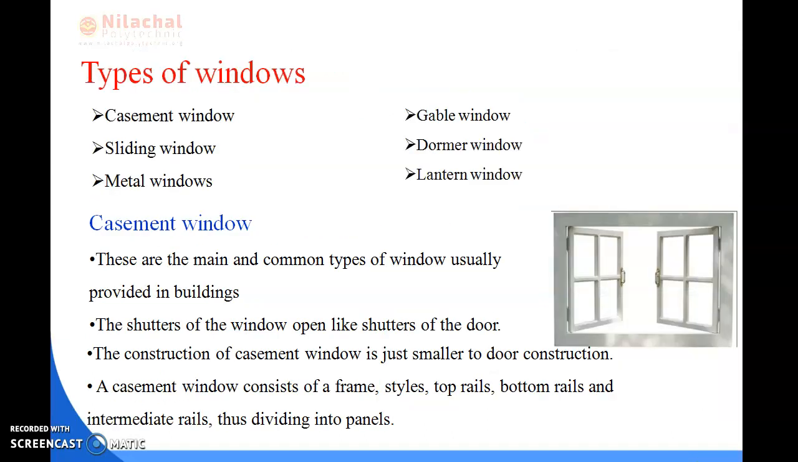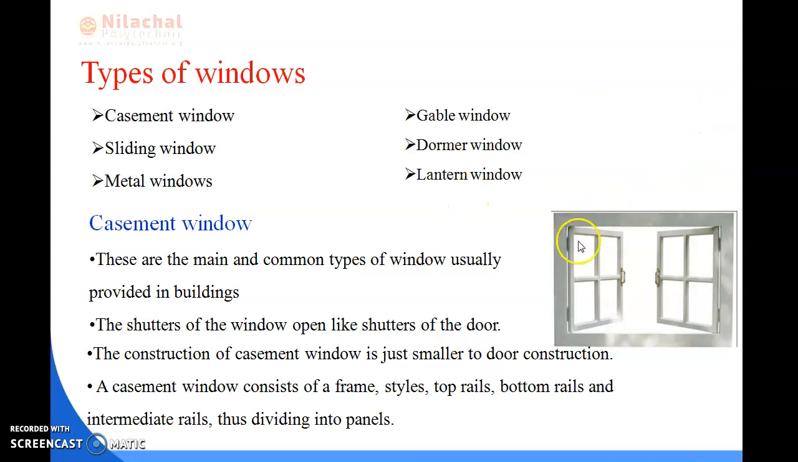Next, we will be reading about the types of windows. There are 6 types of windows. First is casement window, then sliding window, metal window, gable window, dormer window, and lantern window. We will be reading one by one. First, we will be reading about casement window.